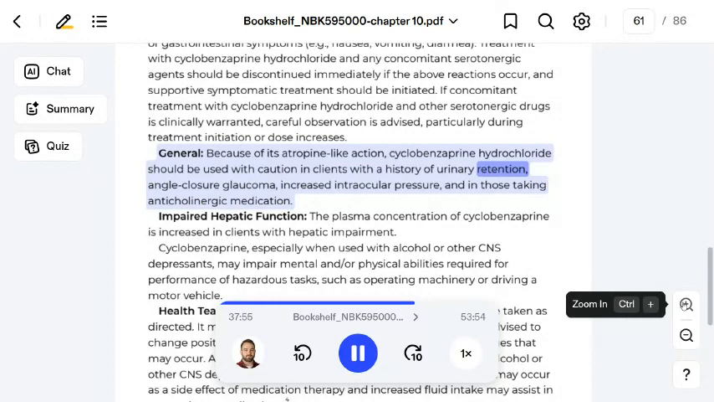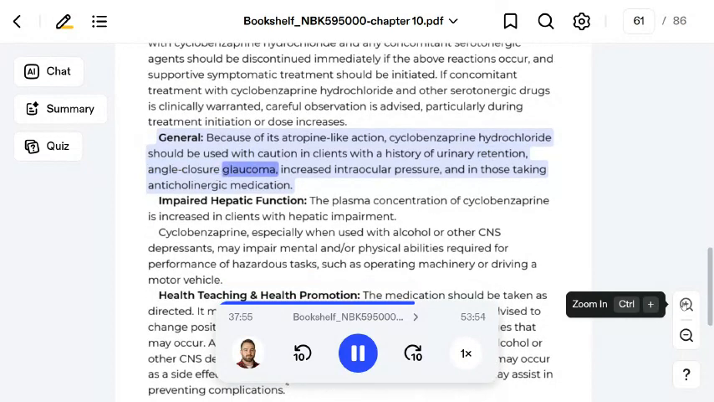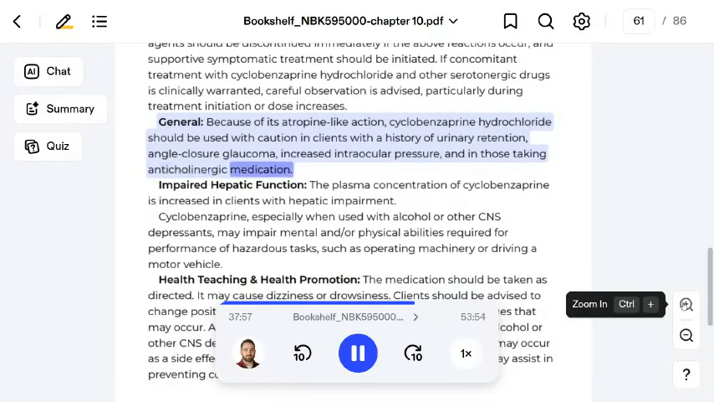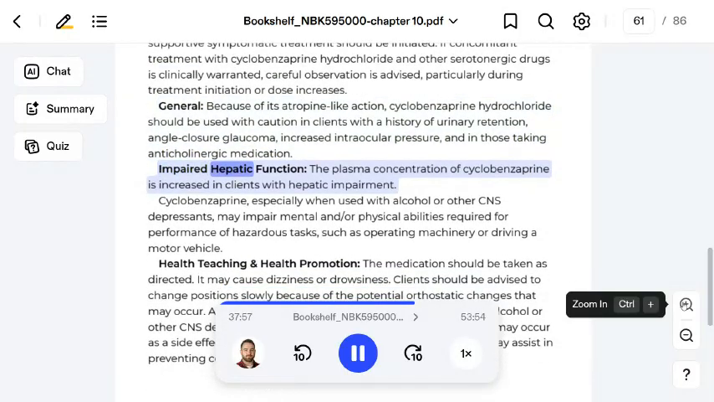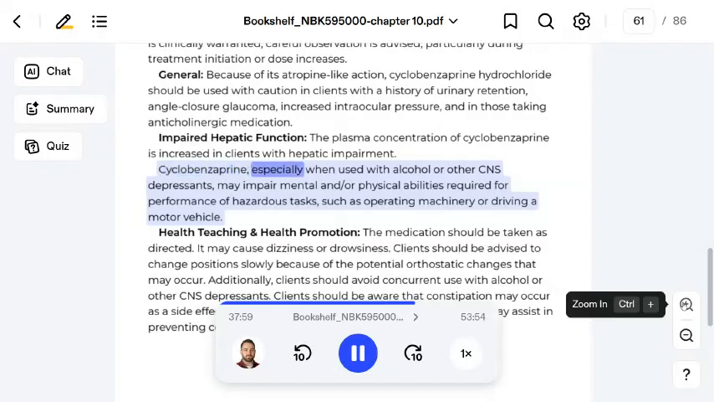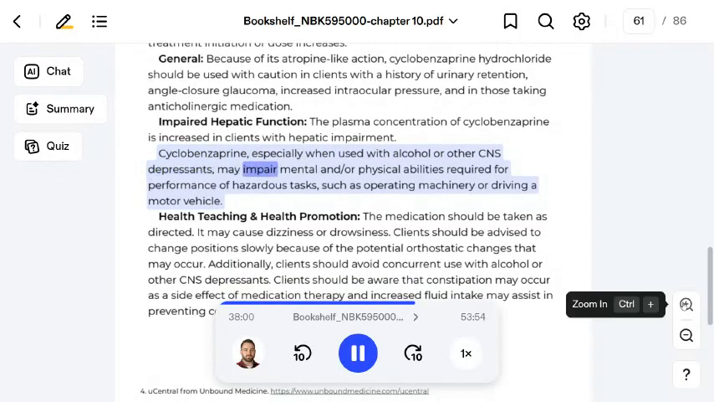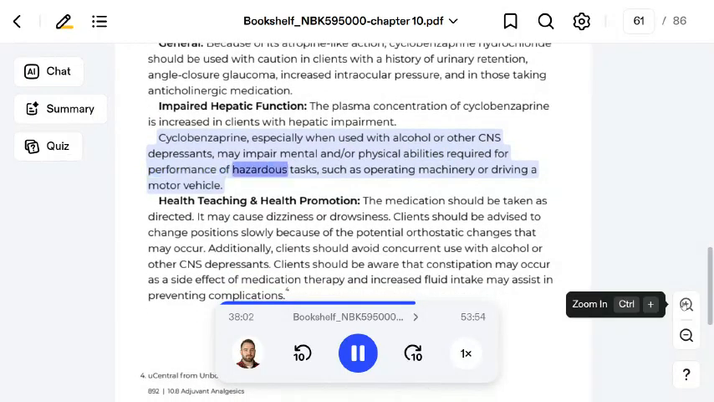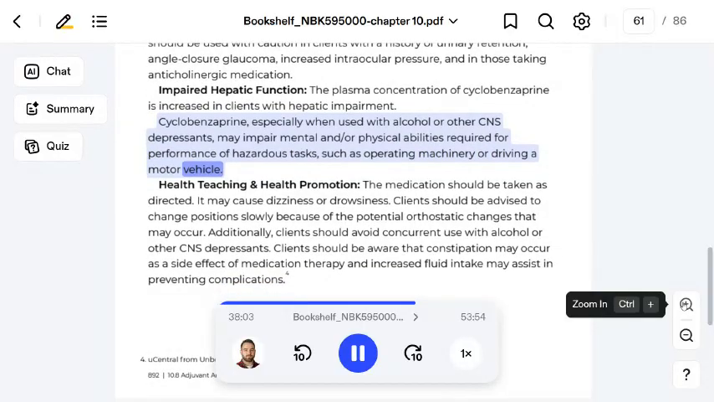General: because of its atropine-like action, cyclobenzaprine hydrochloride should be used with caution in clients with a history of urinary retention, angle closure glaucoma, increased intraocular pressure, and in those taking anticholinergic medication, impaired hepatic function. The plasma concentration of cyclobenzaprine is increased in clients with hepatic impairment. Cyclobenzaprine, especially when used with alcohol or other CNS depressants, may impair mental and/or physical abilities required for performance of hazardous tasks, such as operating machinery or driving a motor vehicle.